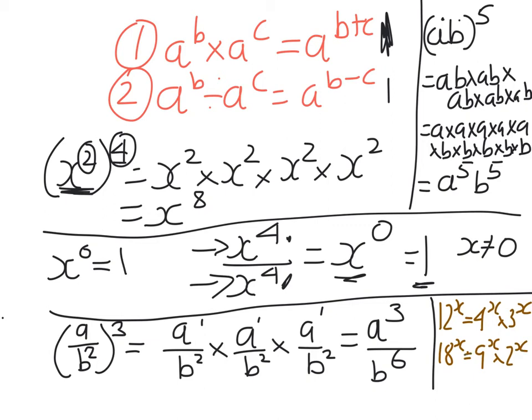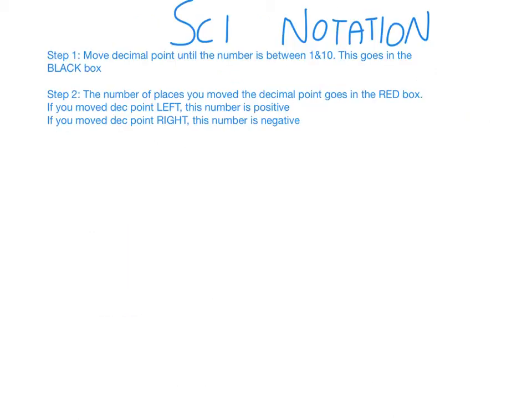Okay, I've probably spoken enough about indices. Let's do scientific notation. So let's now look at scientific notation. What we use it for is really large numbers or really small numbers.